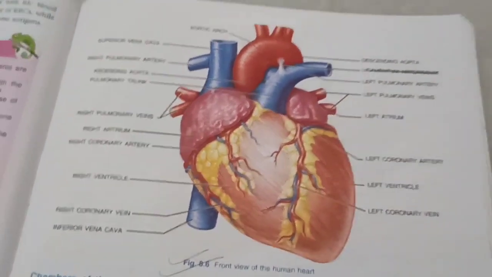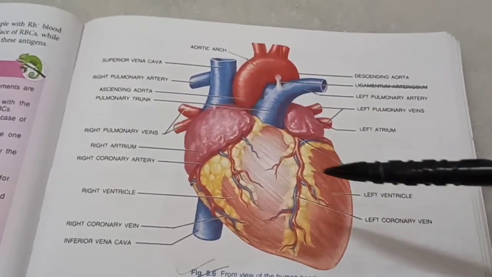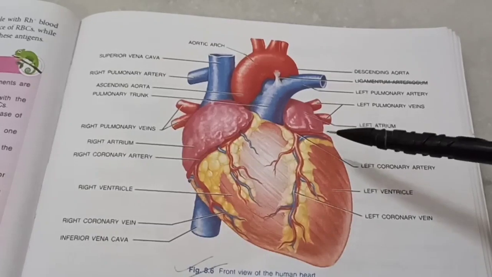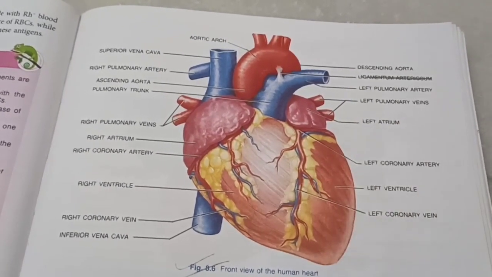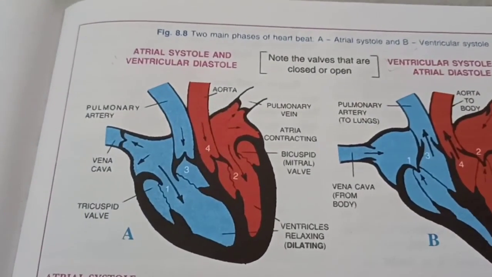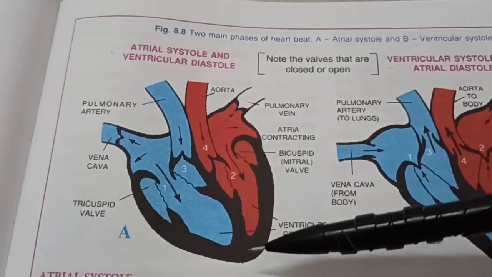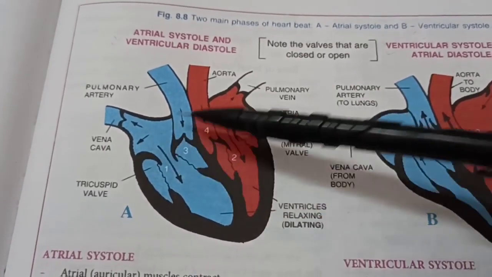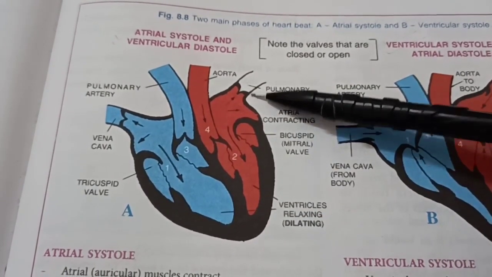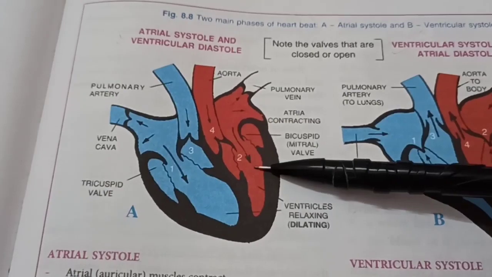Now, this diagram is important. We have the left atrium and the right atrium, the left ventricle and the right ventricle. Let's understand the process of heartbeat. First, the atrial systole, that is the atria contract. So obviously that will be ventricular diastole, that is, they relax.